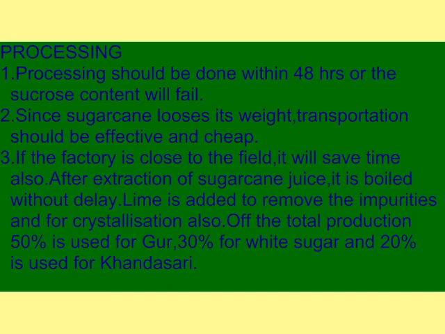Of the total production, 50% is used for gur, 30% is used for making white sugar that we consume, and 20% is used for khansari, that is powdered gur. So this is how the processing takes place.